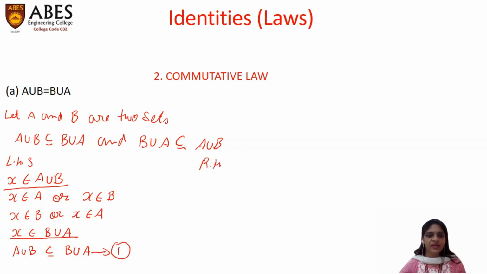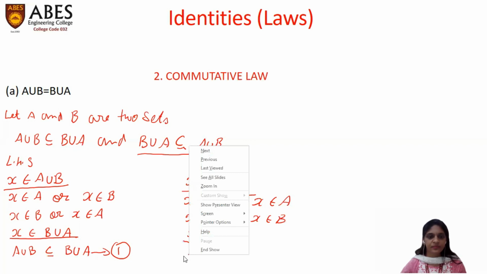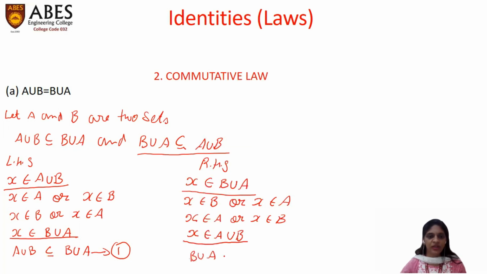Now we are going to prove the right hand side, which is B union A is a subset of A union B. Again, for this, let's consider an element X which belongs to B union A. We can write this thing as X belongs to B or X belongs to A. Because of or, we can write this thing as X belongs to A or X belongs to B. We know that or means union, so we can write this thing as X belongs to A union B. In this equation, we are saying that X belongs to B union A, and here we are saying that X belongs to A union B. Then from these two, we can write that B union A is a subset of A union B. This is equation number 2.